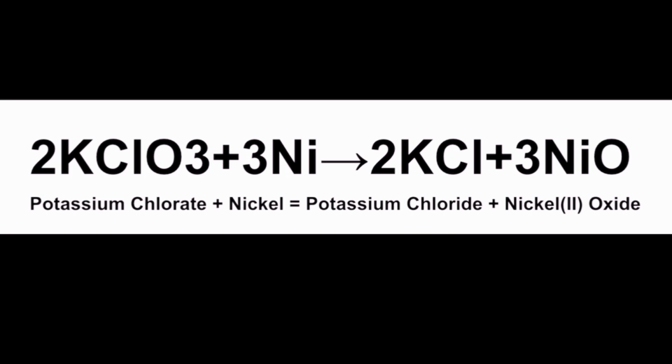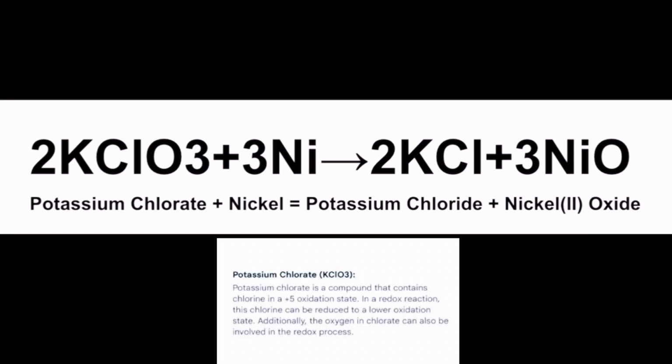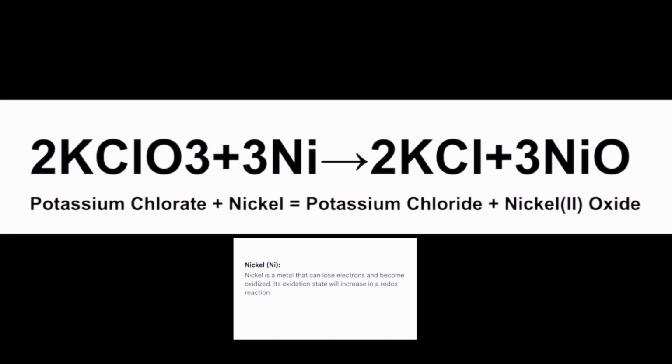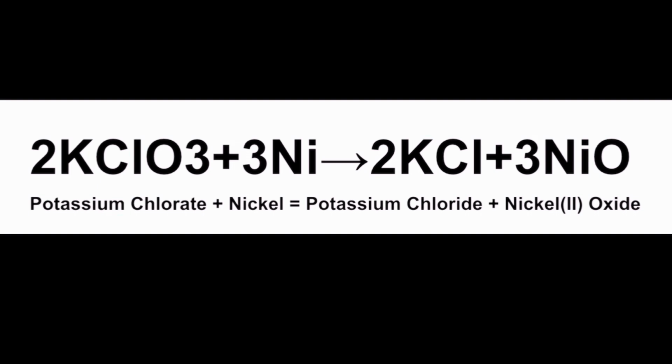This is a reduction oxidation reaction as potassium chlorate is being reduced in that the chlorine is changing from an oxidation state of +5 as it gains electrons, but also the oxygen in potassium chlorate is reduced as it turns to O2, oxygen gas, whereas the nickel is being oxidized as it loses electrons in this amazing redox reaction.